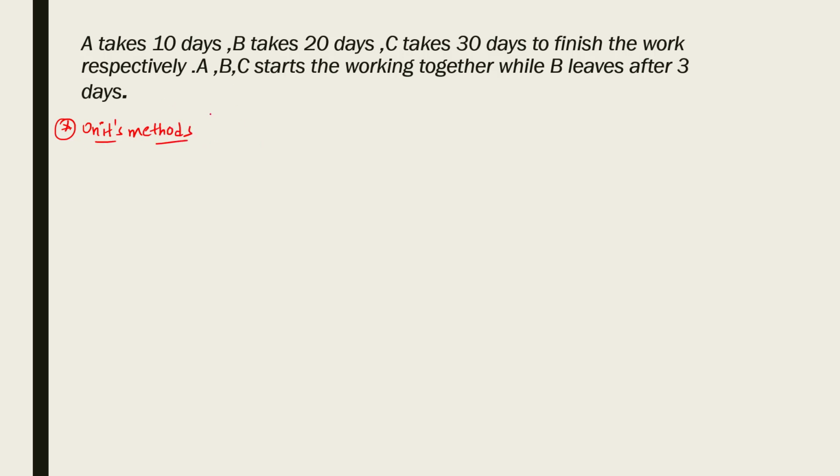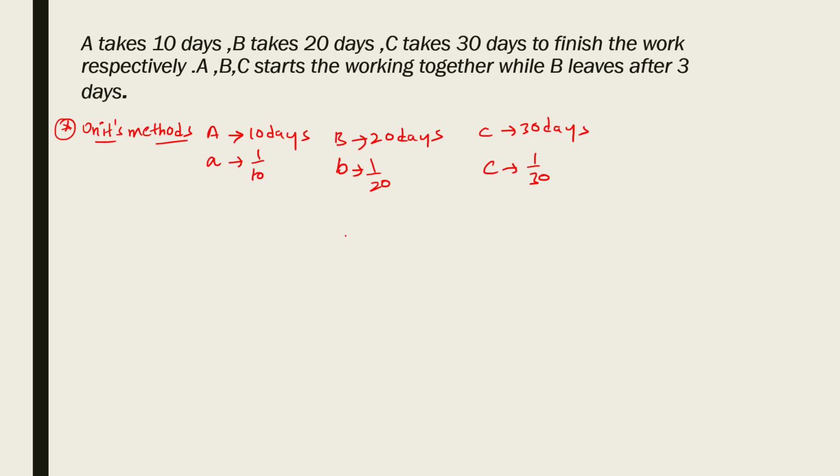So we know that if A can do the work in 10 days, how much part of the work will he do in one day? If you consider the total work as one unit, he will finish 1 by 10th part of the work in one day. B takes 20 days to complete the work, so he does 1 by 20th part of the work in one day. And C takes 30 days, so he finishes 1 by 30th part of the work in one day.